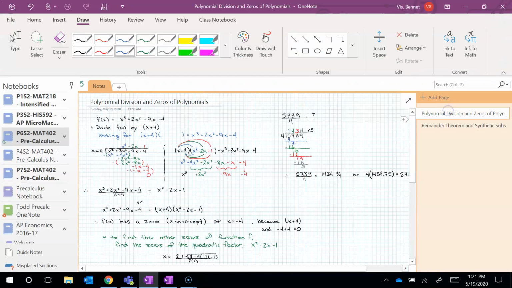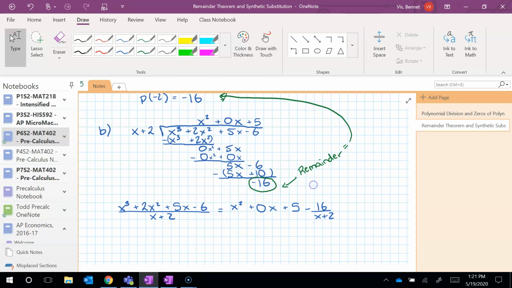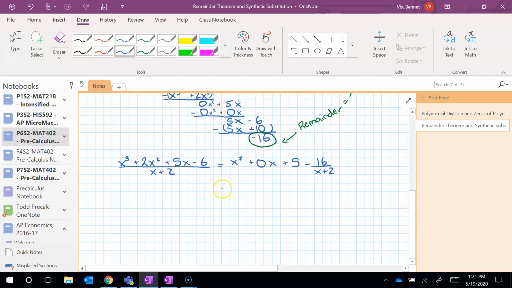We kind of looked at it here. When I have that remainder, it goes on top of that thing that I'm dividing by. So I could write that too without the x term here. I'll just write it as x squared plus 5 minus 16, or maybe even plus negative 16 over x plus 2. Either way is fine to write this.